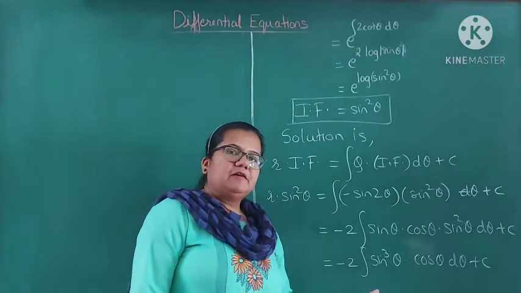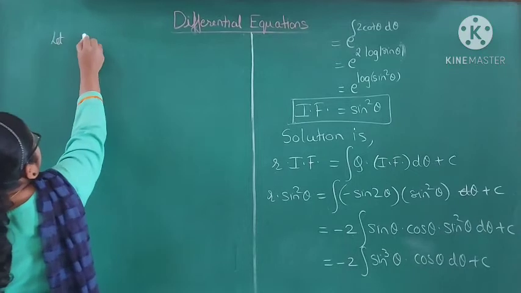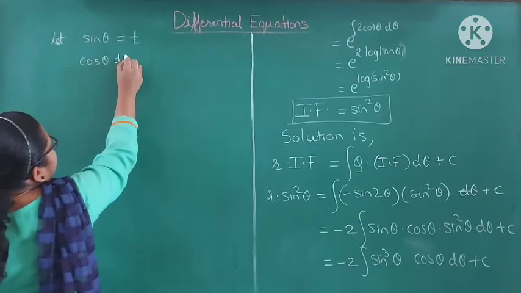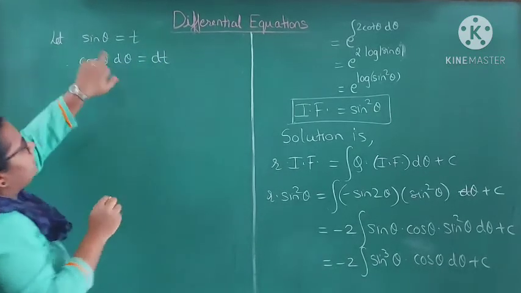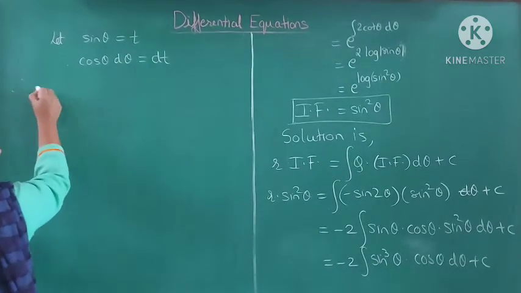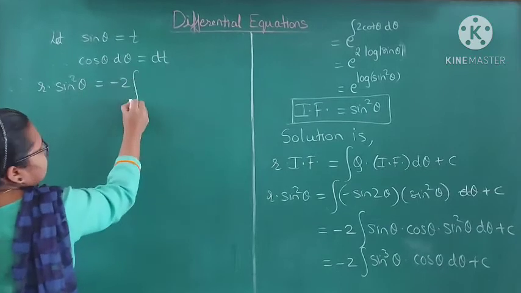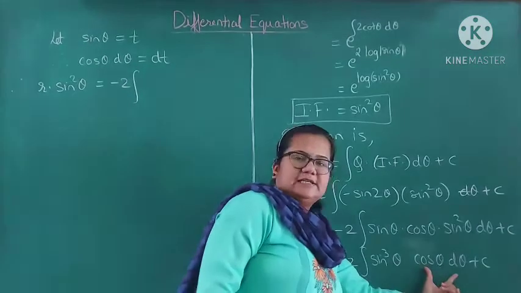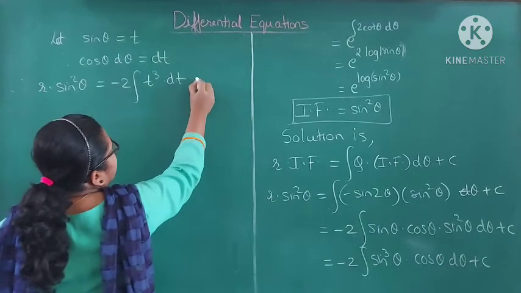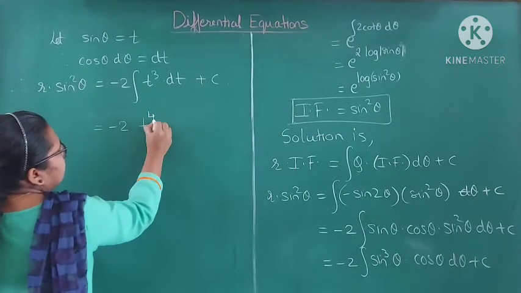Now after this we have to integrate this. So what we can do here, we can use substitution method. We can substitute sin theta as t. So let sin theta equal to t. We differentiate with respect to theta, we get cos theta d theta equal to dt. Therefore what our equation becomes? R into sin square theta is equal to minus 2 integration of cos theta d theta is dt and sin theta is t. So this becomes t cube into dt plus c. What is this equal to? Minus 2. T cube integration is t raised to 4 upon 4.